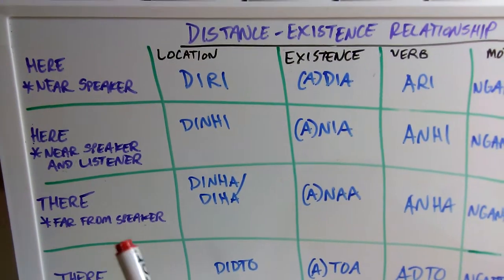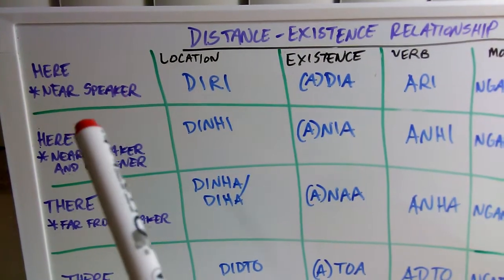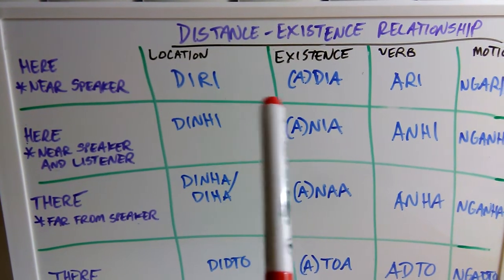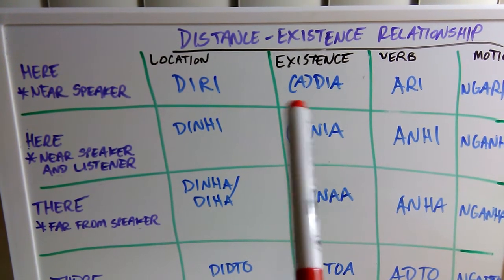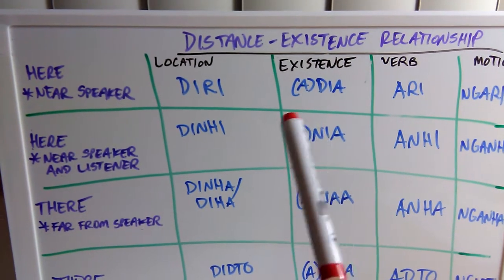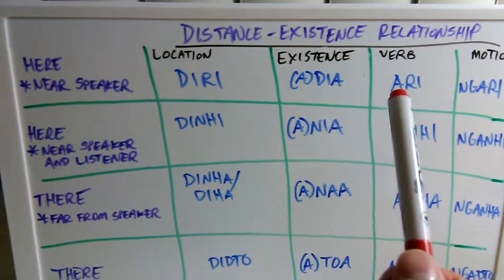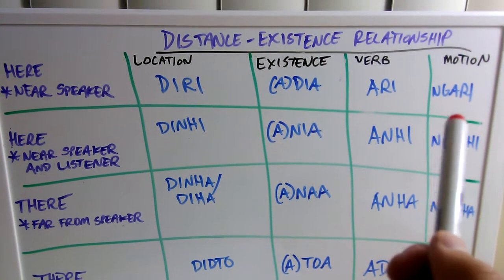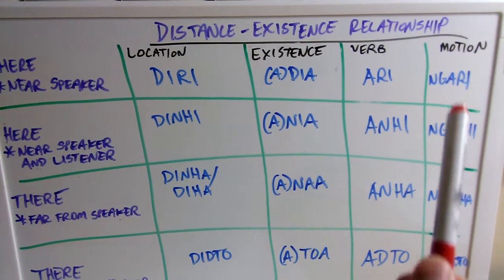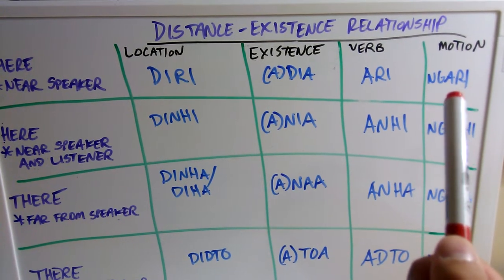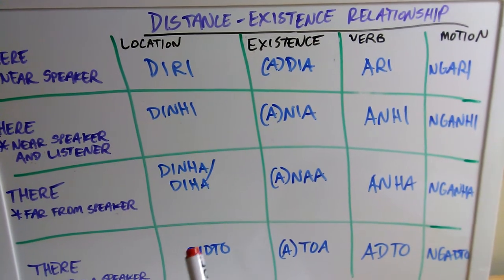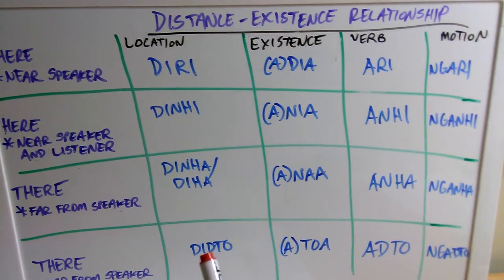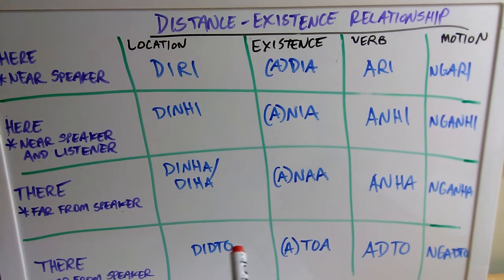So for the here that's near the speaker, for the location we have diri. For the existence we have adia or dia, right? For the verb of this here, the near speaker one, we have ari, and the motion we have ngari. I'm not gonna talk much about motion, just because it's one of those things that's slowly going away. And I don't hear motion much anymore, but I hear it from time to time, but it's rare.